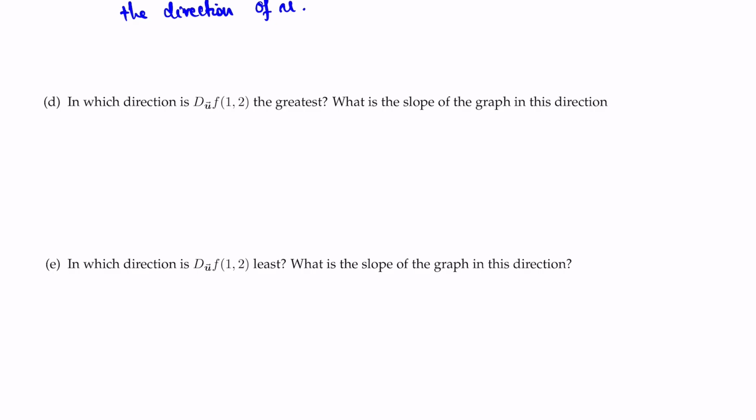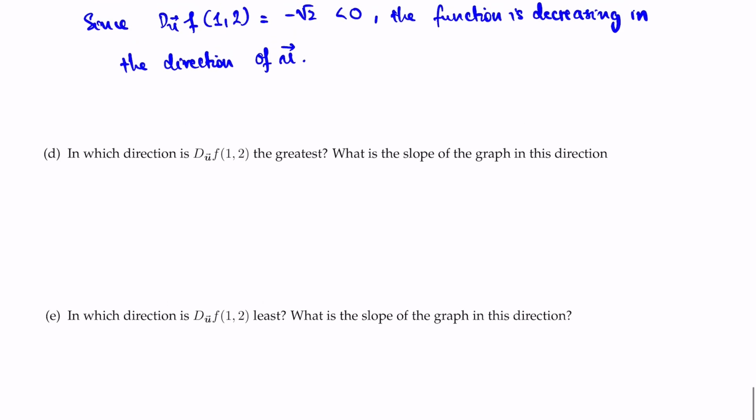In the next questions, they ask you in which direction is the directional derivative of the function at point (1, 2) the greatest, and then what is the slope of the graph in these directions? So this is another way to ask you what is the direction of the steepest ascent, or what is the greatest rate of increase, or what is the direction in which f has its greatest rate of increase, and what is that rate? From our discussions earlier, the function has its greatest rate of increase, or the maximum rate of increase, when the gradient vector points in the same direction as the unit vector u.